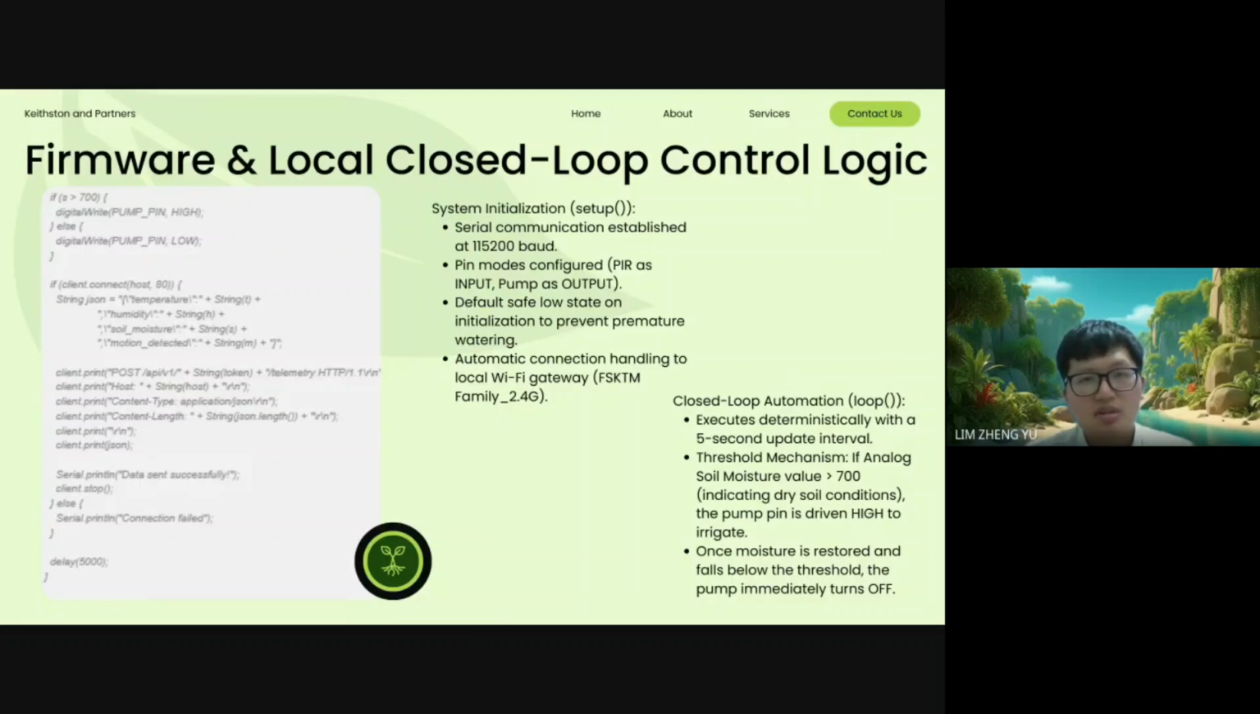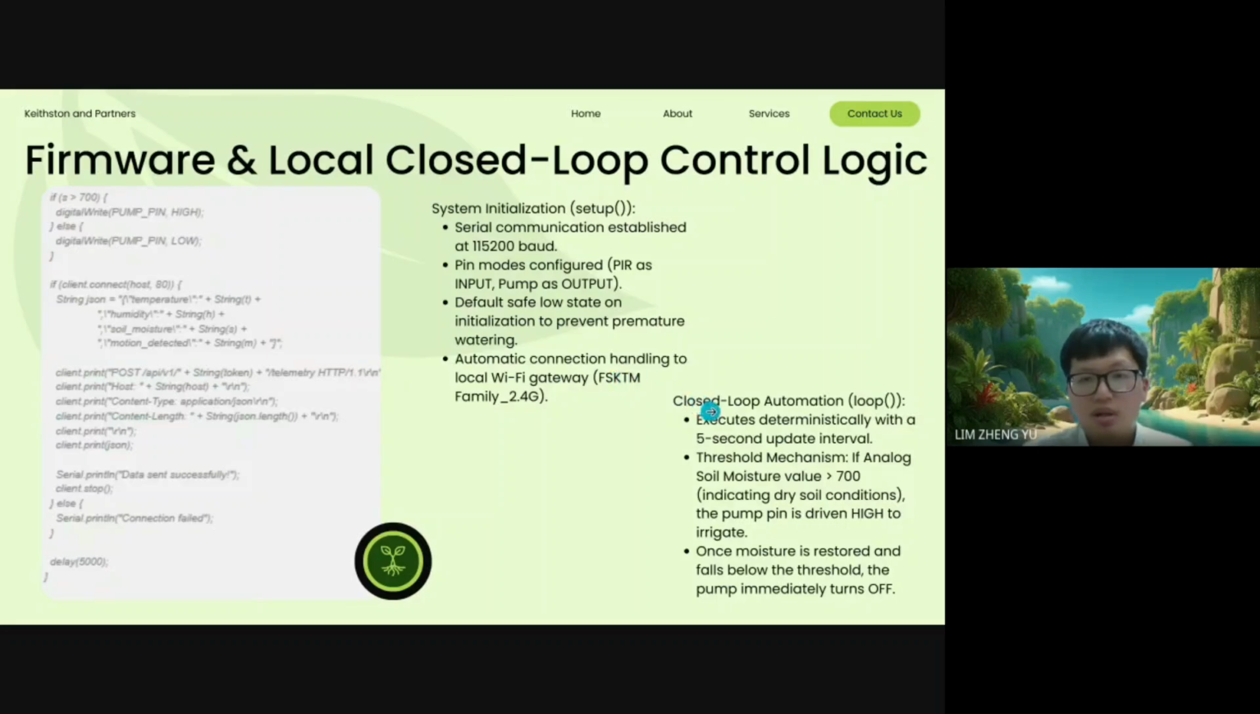First, the system initialization setup. Serial communication established at 115200 baud. And second, pin mode configured, PIR as input, pump as output. The third, safe low state on initialization to prevent premature watering. Automatic connection handling to local Wi-Fi gateway.